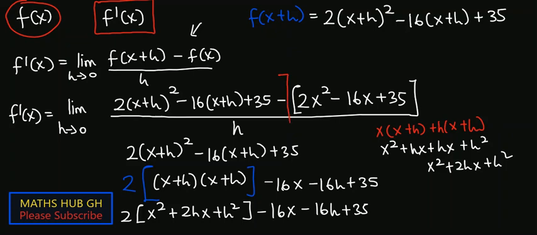Now let's bring the remaining part here. But don't forget that we have a negative sign here, so you're going to distribute the negative to the terms in the bracket. You're going to have minus 2x squared plus 16x minus 35. This is what you are going to have. Let me free up some space so that you can continue.